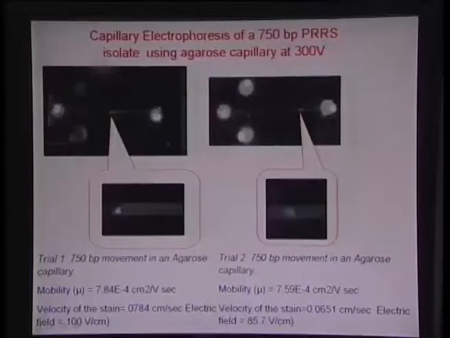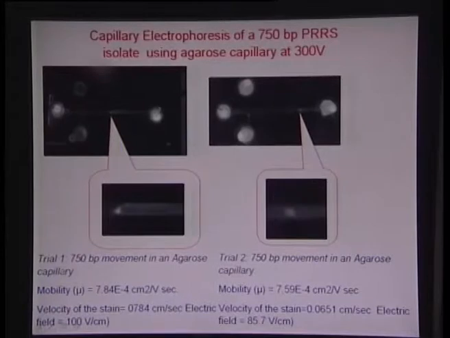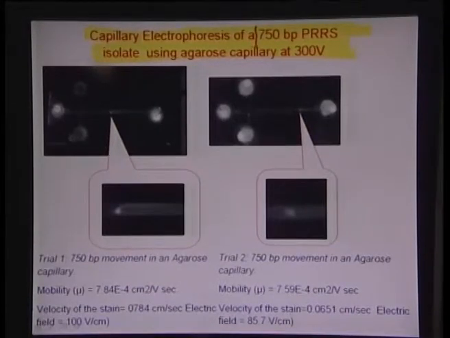Okay, so this is another illustration where you can show electrophoresis happening inside a capillary using a 750 base pair porcine reproductive and respiratory syndrome virus. It's a dreaded disease in the swine herds in the United States and across other parts of the world. So it's a viral disease, and the virus is recognized by the 750 base pairs of a certain section of the genome of the virus isolate.